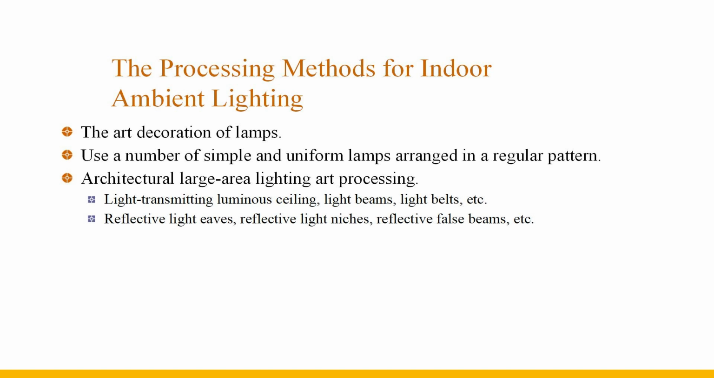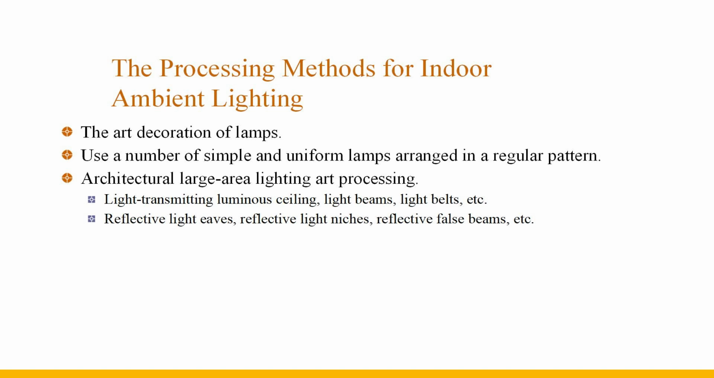The second uses a number of simple and uniform lamps arranged in a regular pattern. The third, architectural large-area lighting art processing. This is a form of lighting in which the light source is hidden in the building components and integrated with the components. It is divided into two categories.